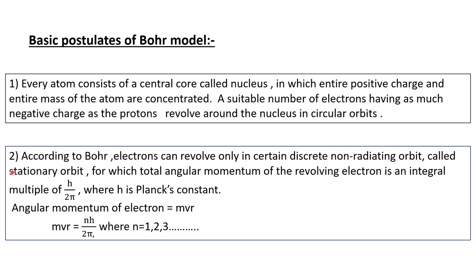According to the second postulate, the electrons can revolve only in certain non-radiating orbits or stationary orbits, for which the angular momentum of the revolving electron is an integral multiple of h by 2 pi, where h is Planck's constant. The equation for angular momentum is mvr. So for an electron, mvr is an integral multiple of h by 2 pi, or mvr is equal to nh by 2 pi, where n is equal to 1, 2, 3, etc.